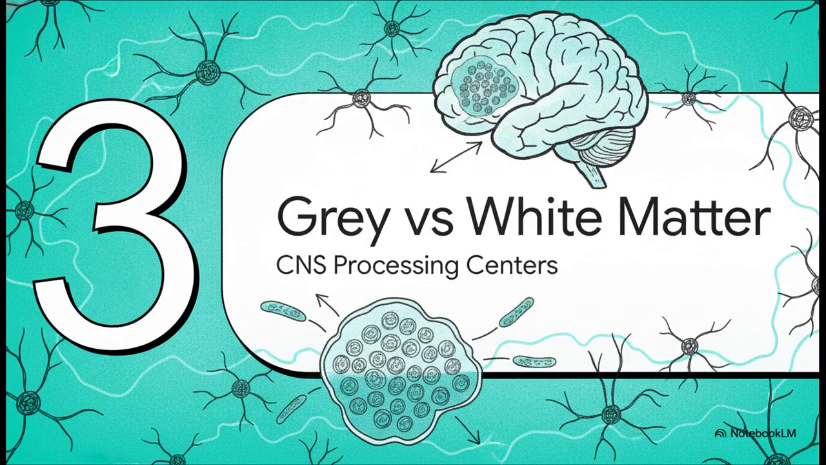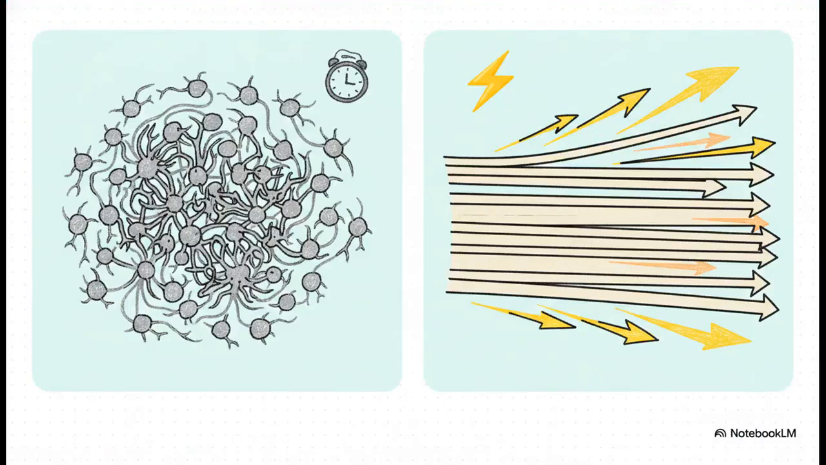Section 3. Gray versus white matter, the processing centers of the CNS. Now that we've got a handle on the individual neuron, let's zoom back out to the central nervous system, where millions of these neurons clump together. Look at this stark visual contrast we've laid out. Over on the left, we've got gray matter. See those dense, highly concentrated clusters? That area is packed with cell bodies and synapses. It's your slow, complex analytical center.